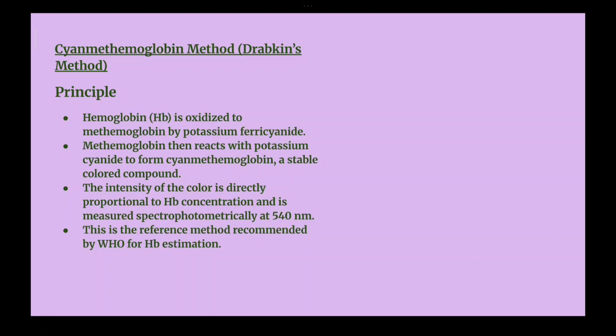So the principle tells us that hemoglobin is oxidized to methemoglobin by potassium ferricyanide. Once you mix potassium ferricyanide and methemoglobin, you obtain the product Cyanmethemoglobin, which acts as a stable colored compound. The intensity of the color is directly proportional to the HB concentration present. So you can determine the HB concentration by measuring it with a spectrophotometer at 540 nanometers.